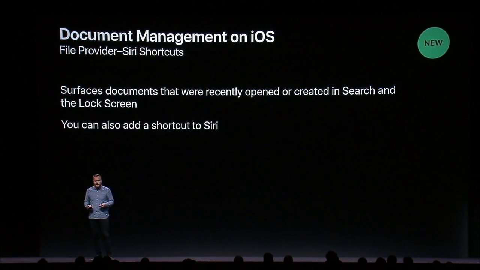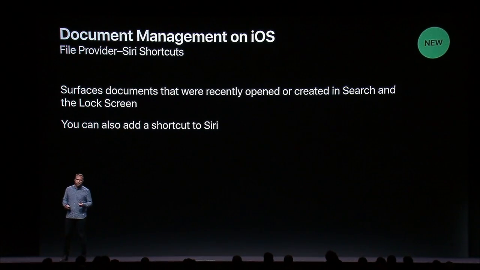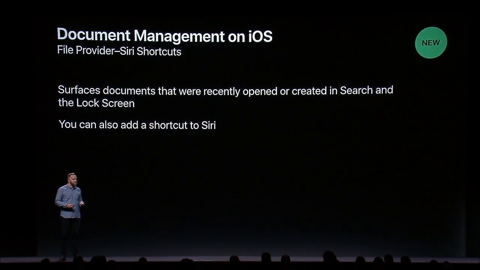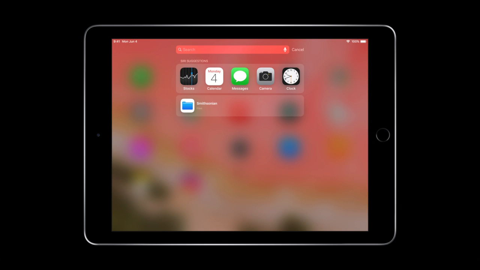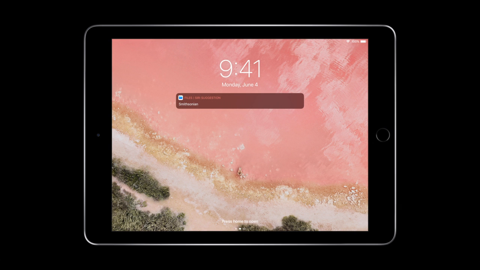Also, an exciting new thing announced this year was Siri shortcuts. And we're happy to say that Siri shortcuts are coming to file provider extensions. What this does is it surfaces recently used documents that were opened or created, and it makes them visible either in search or on the lock screen. Your customer will also be able to make shortcuts that are synced across devices.